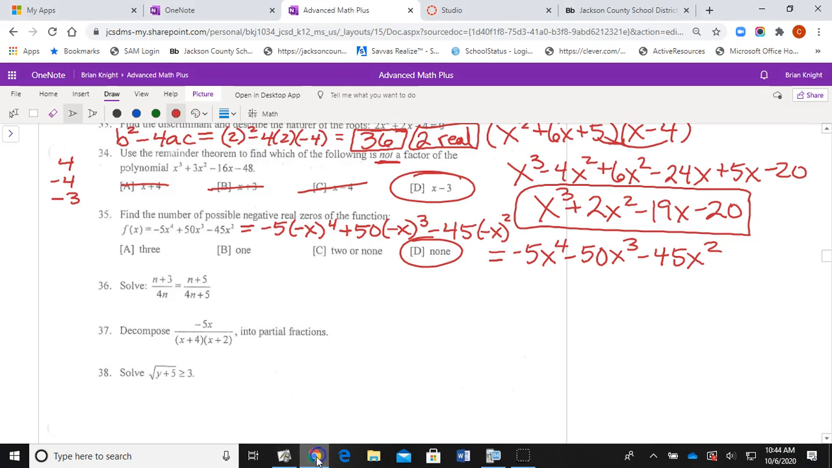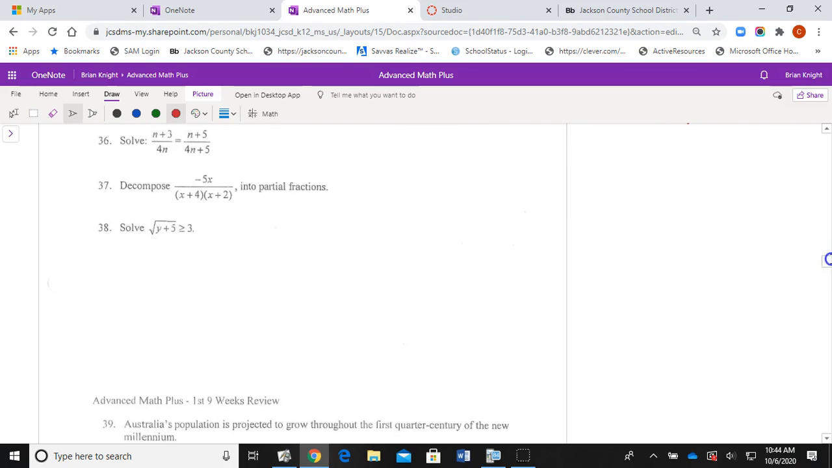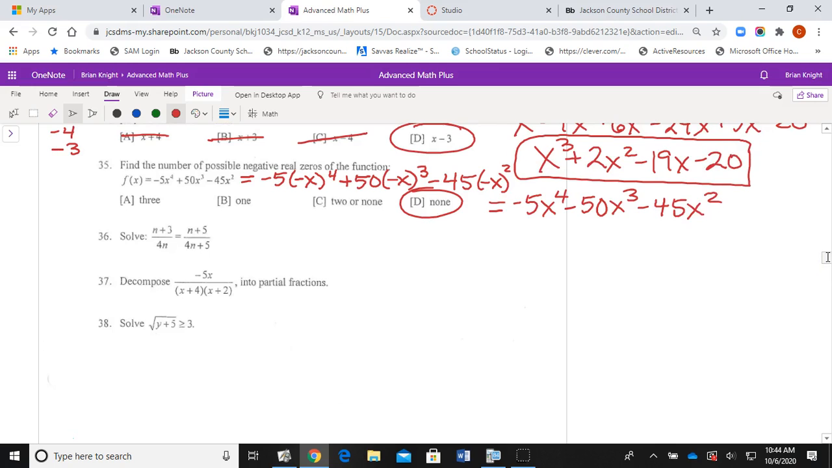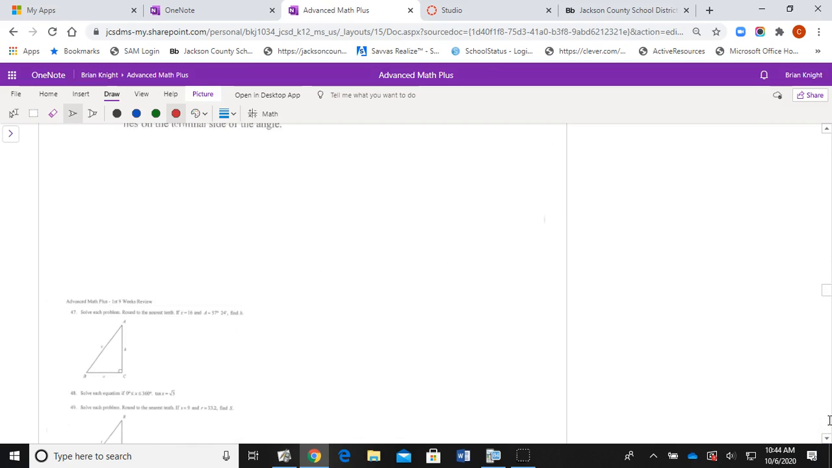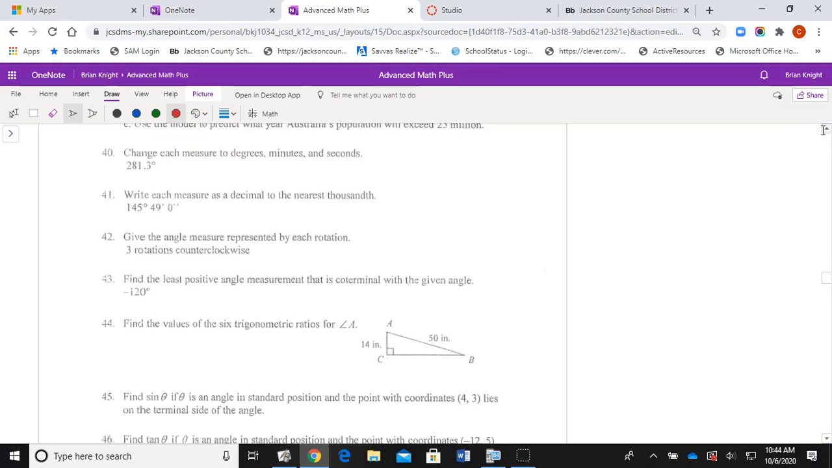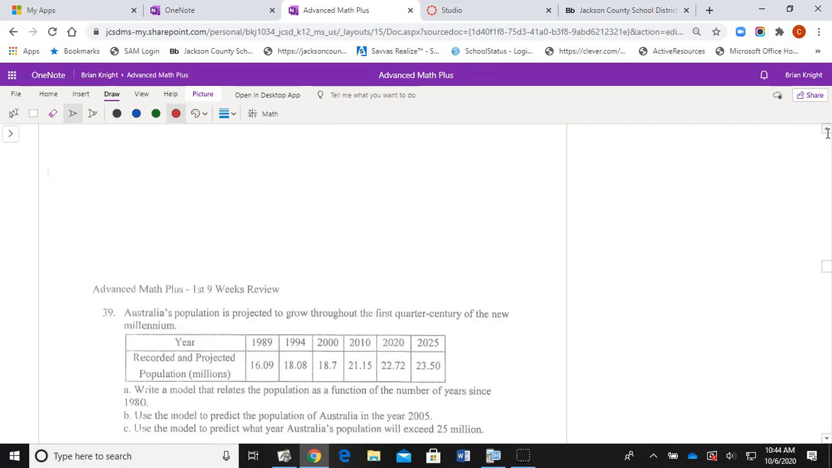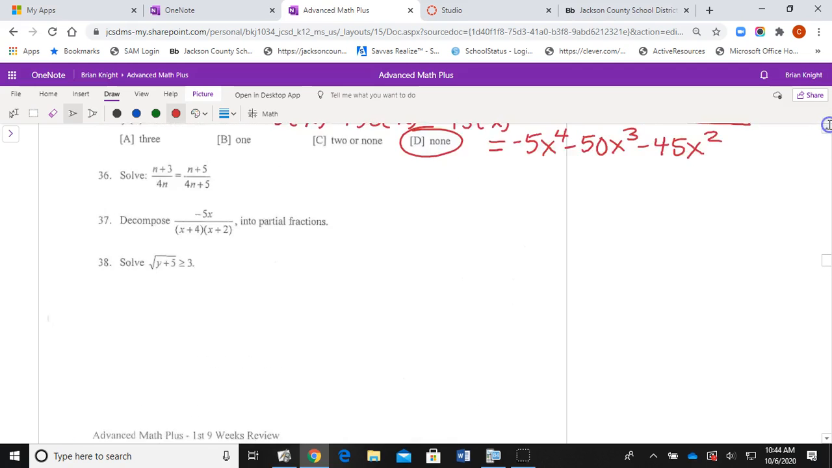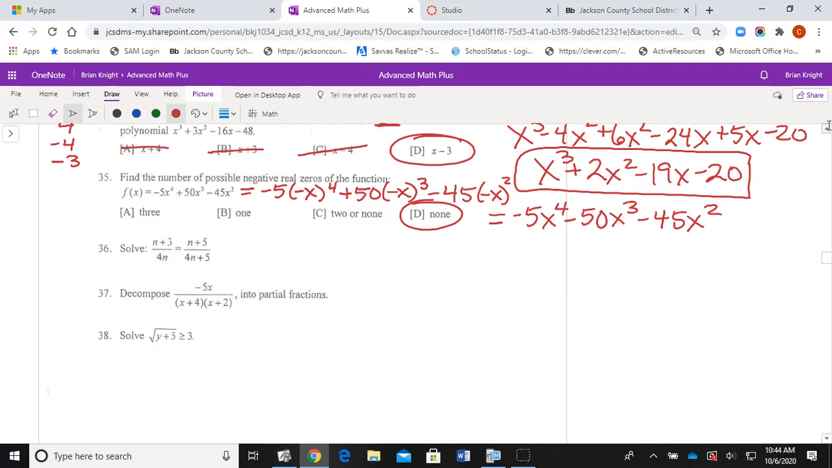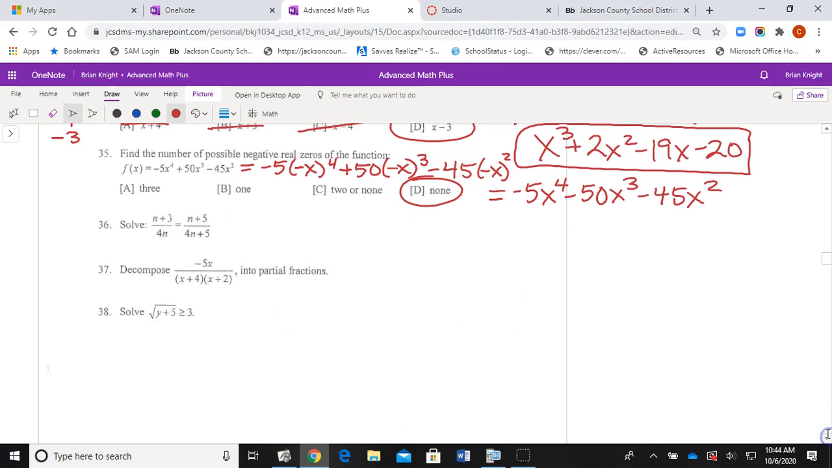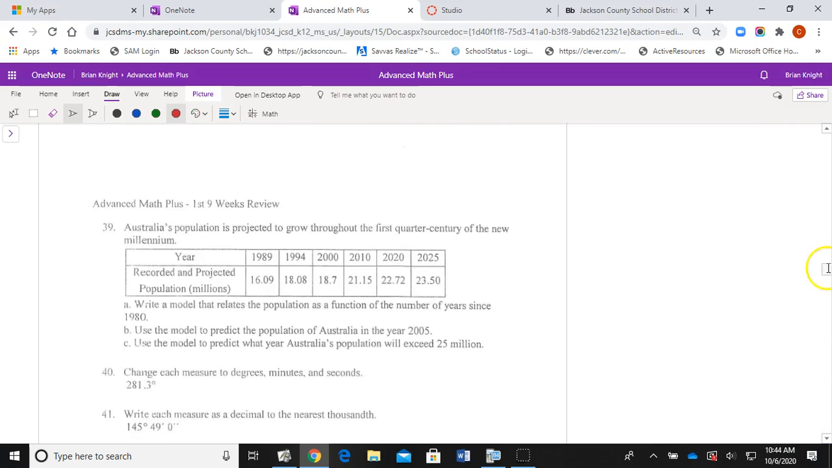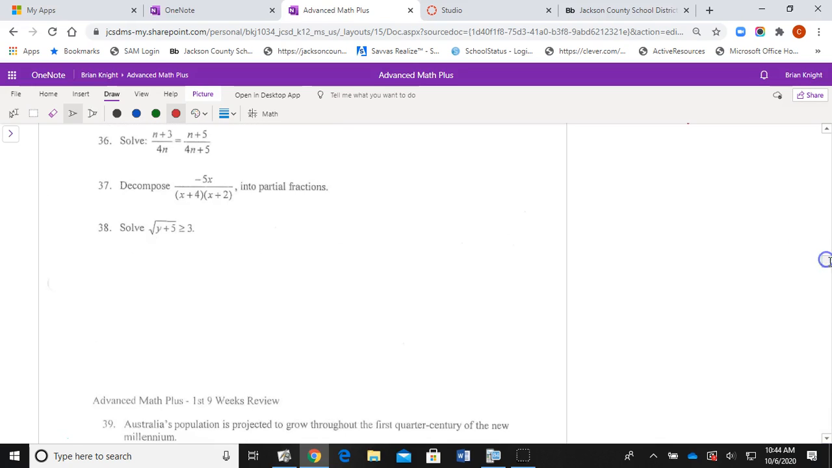All right. 36. I believe that one's not marked out, right? Okay. We have to do this one. I did mark out 37 and 38, though, correct? Okay, yes. Do not do those on the test. They are from a section that we failed to go over. So you don't have to do them.